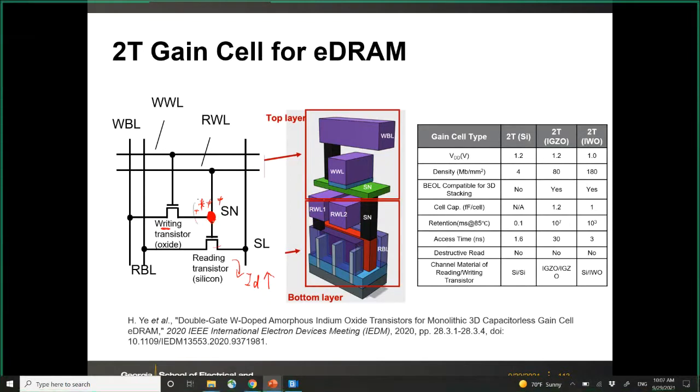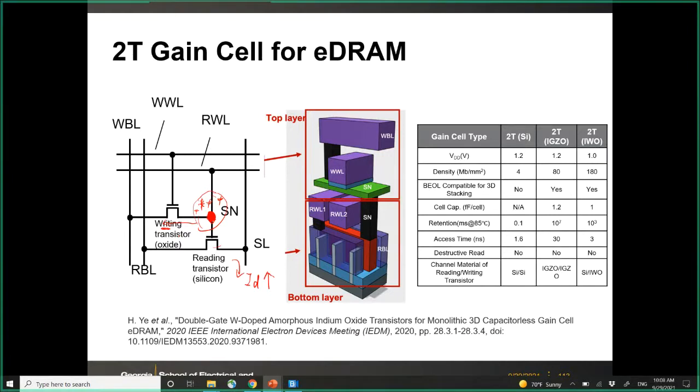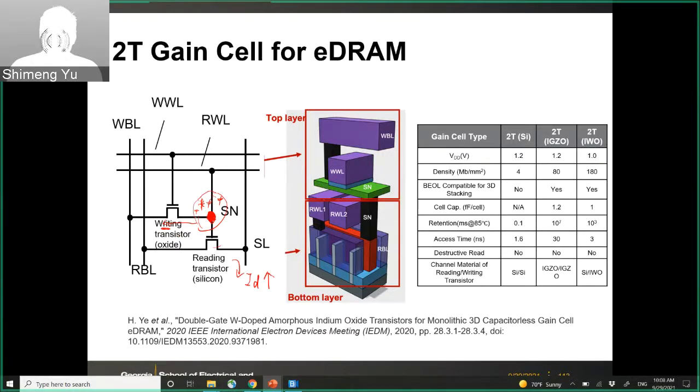But of course, those charges will not stay there forever, right? They can leak out, for example, through the subthreshold current of this writing transistor. So this is an eDRAM, because you cannot sustain the charge for a long time. However, there may be some tricks to make this retention time much better.